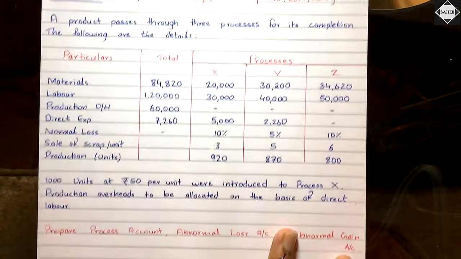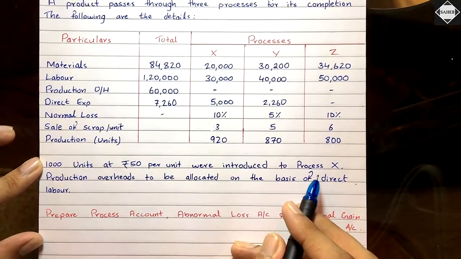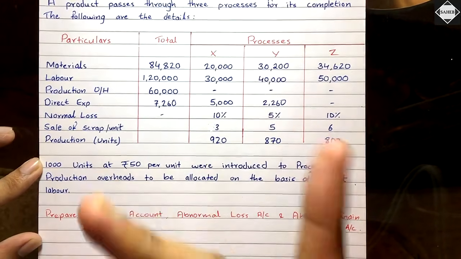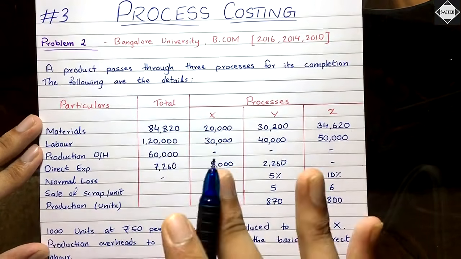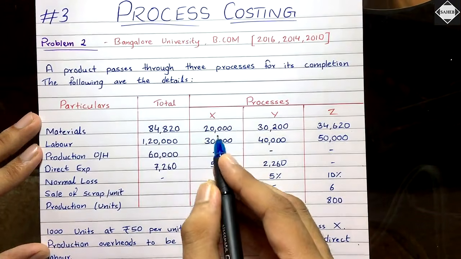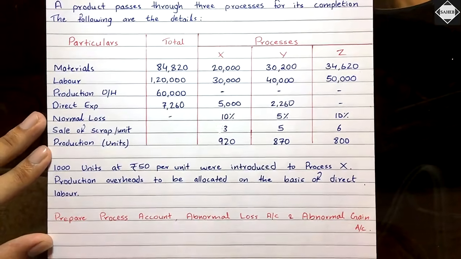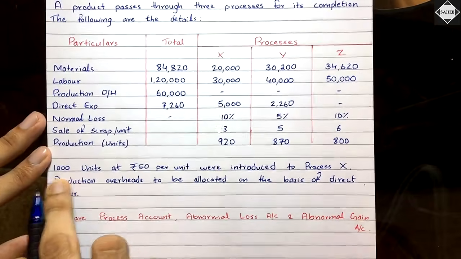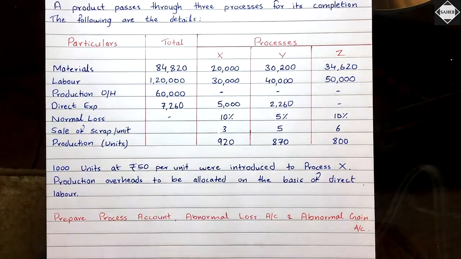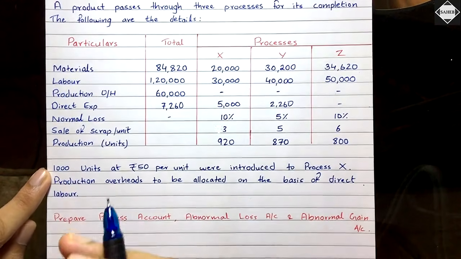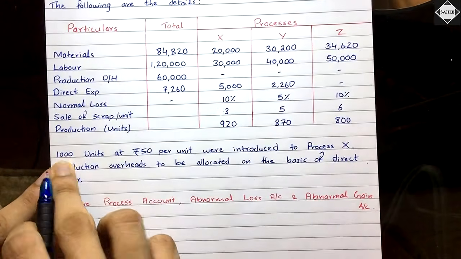Then below, they are saying 1000 units at rupees 50 per unit were introduced to process X. What is this? As you can see, there are 2 materials. One material is the one given as 20,000, but this is not the main material on which all the work will be happening. This is the extra material, other materials. The main material is this one: 1000 units at rupees 50 per unit introduced to process X. From these 1000 units, 920 is coming out, then it goes to the next process and some work happens. That is the main raw material, and these are the extra materials required in the process itself. Is that clear? On this you will have to calculate the normal loss and everything.